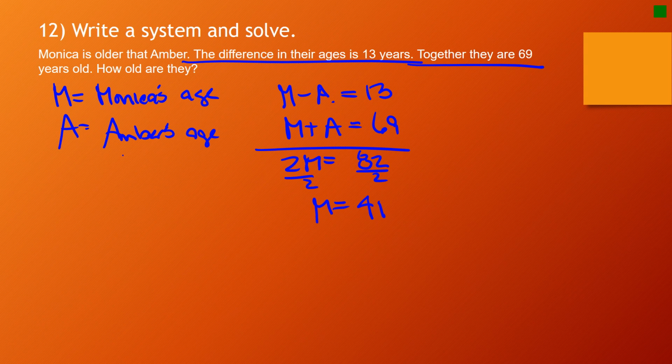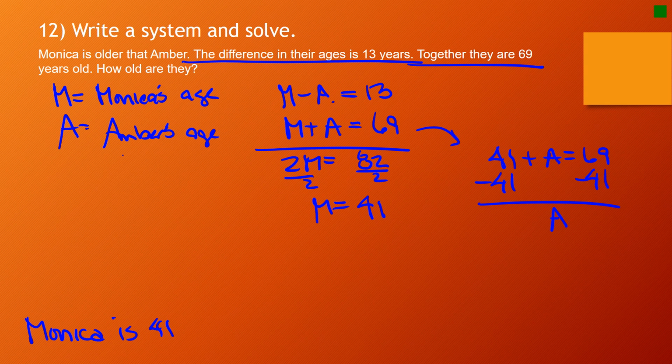That makes her very young, people. Oh, maybe old to you. So Monica is 41. So I'm going to use this one because it's a plus. So Monica's age plus Amber's age has to add up to 69. Subtract the 41. Amber is 28. So Monica is 41. Amber is 28. Oh, mere pups, mere pups.